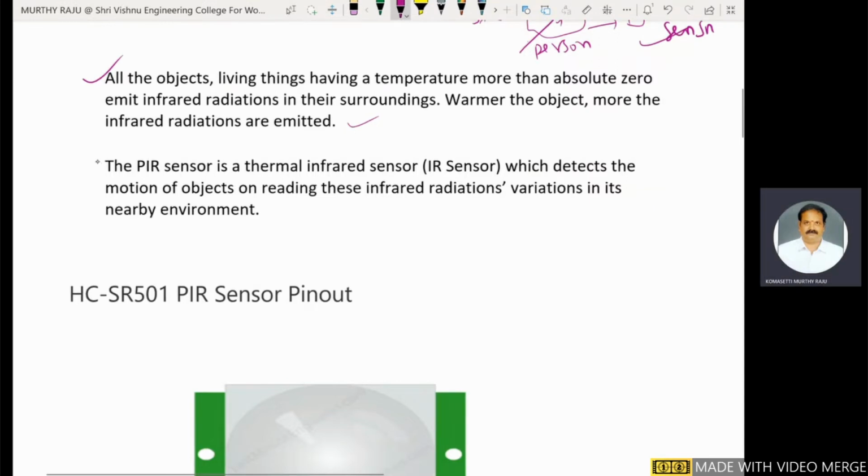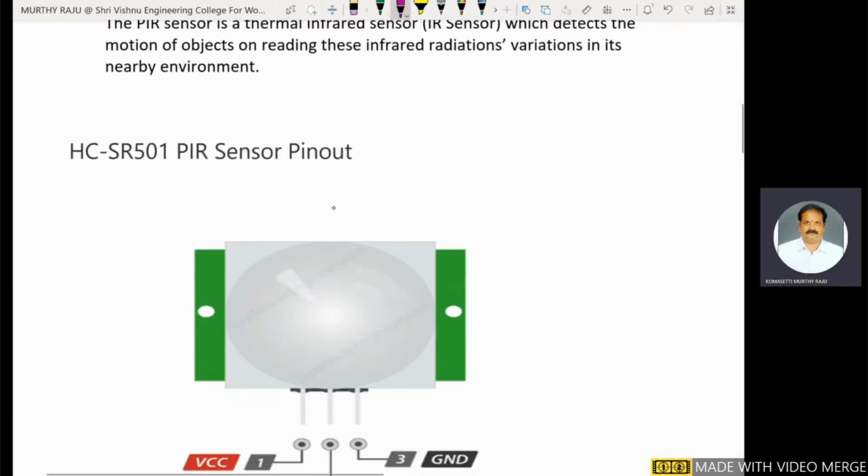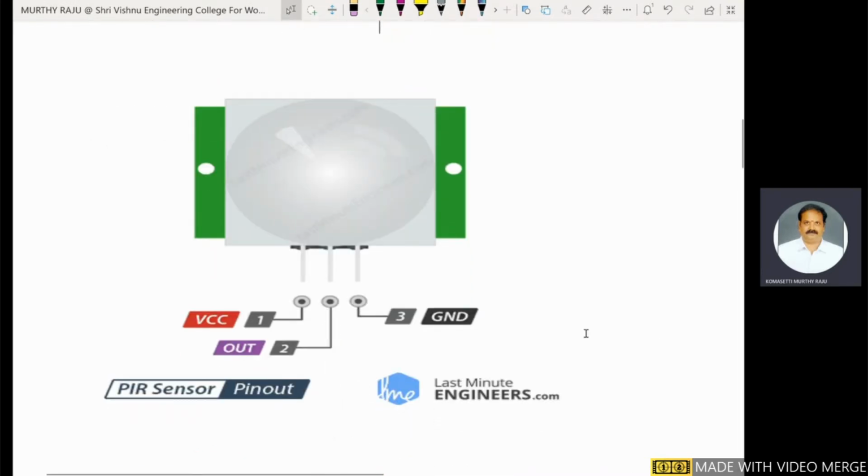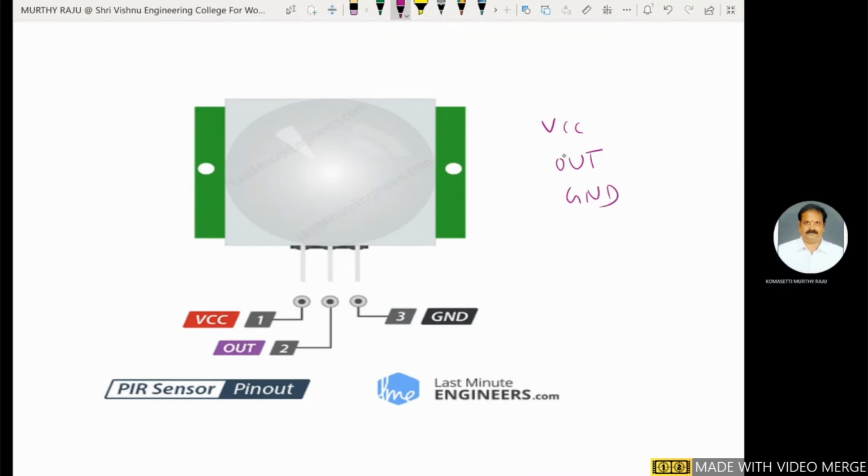The PIR is a thermal infrared sensor which detects the motion of objects by reading these infrared radiations and variations in its nearby environment. Next one, the HC-SR501 PIR sensor pinout configuration. This sensor has three pins: VCC, output, and ground.